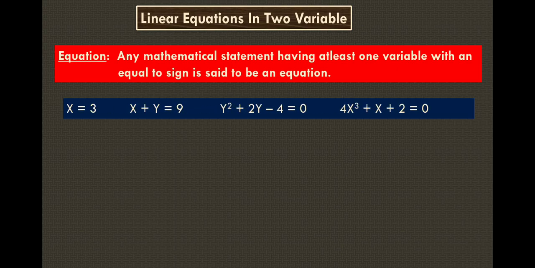x equal to 3, x plus y equal to 9, y square plus 2y minus 4 equal to 0, 4x cube plus x plus 2 equal to 0. If you observe, these are all examples of equations. In each equation we have at least one variable, it can be x or y, and an equal to sign.